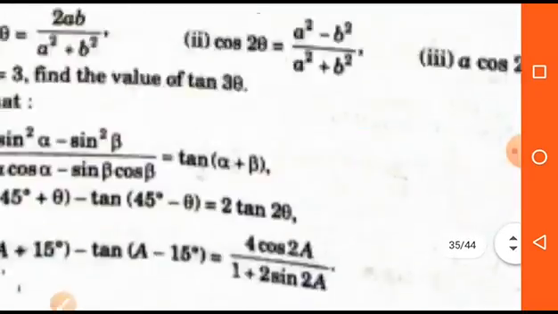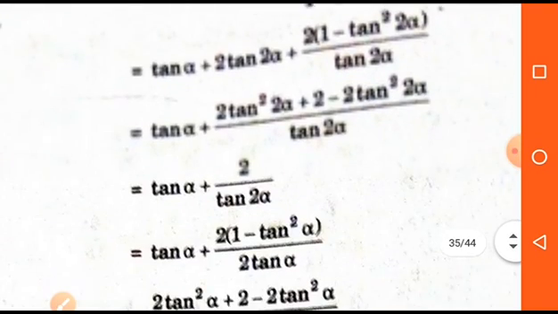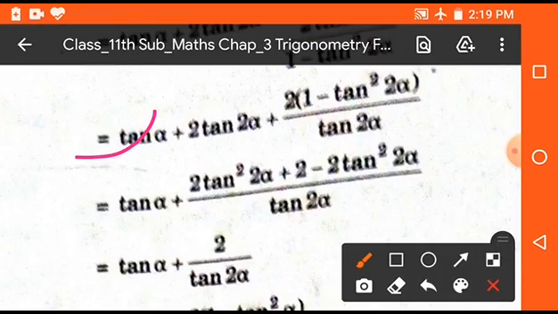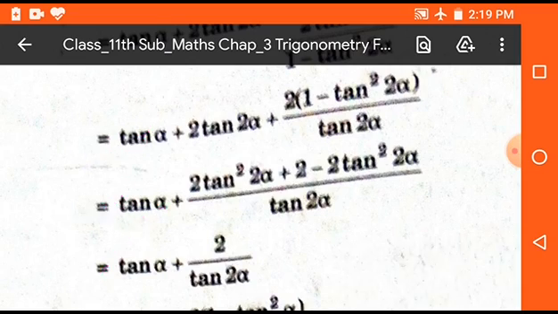Now students, see here, the next term will be tan alpha plus 2 tan 2 alpha plus 2 times of 1 minus tan square 2 alpha upon tan 2 alpha. Solving, we get tan alpha plus 2 tan square 2 alpha plus 2 minus 2 tan square 2 alpha upon tan 2 alpha. Finally, we get tan alpha plus 2 upon tan 2 alpha.